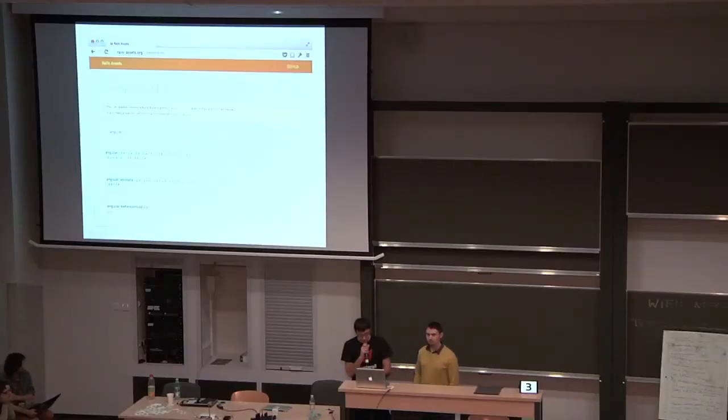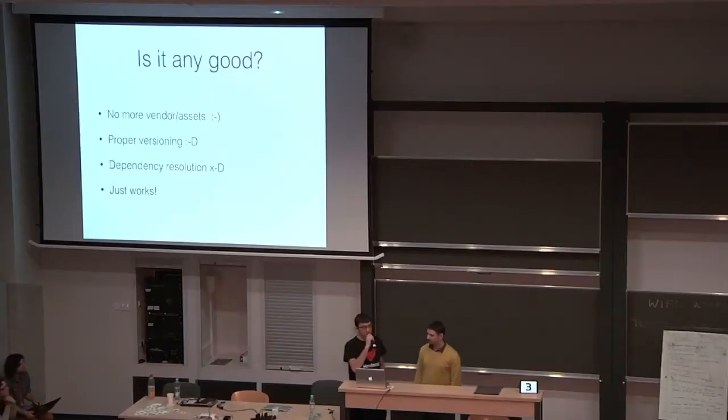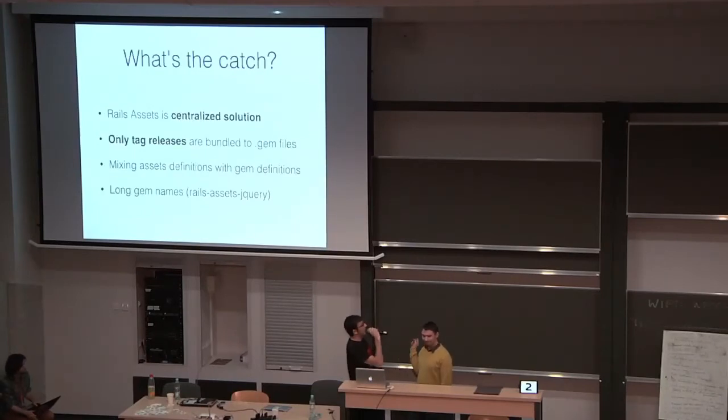We have a component list. You can add new components, browse versions, browse files, what's inside. And is it any good? Yes, it is. We have no more vendor assets. The versioning is proper. Dependency resolution is tricky, but it works. We are using it in many production applications. And here I will give the microphone to Adam, who will tell you a little bit more about the future.